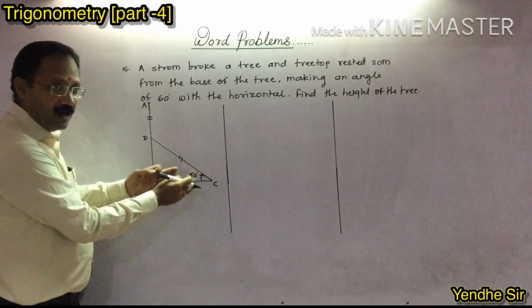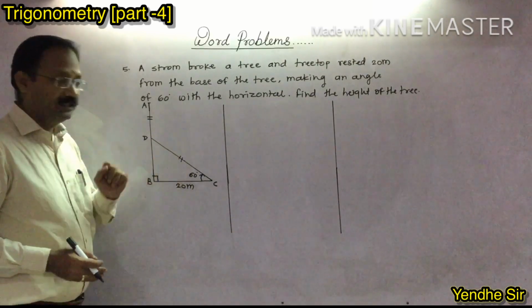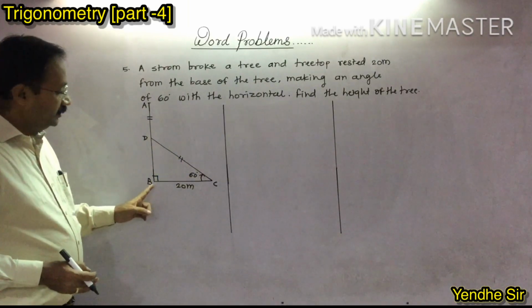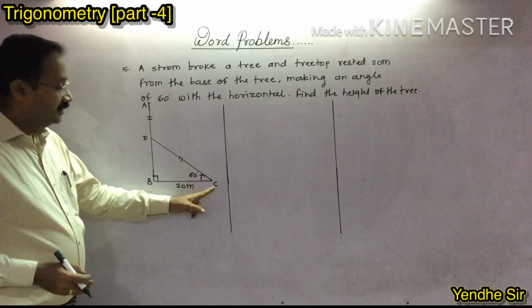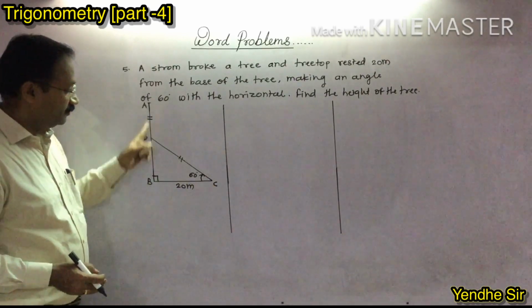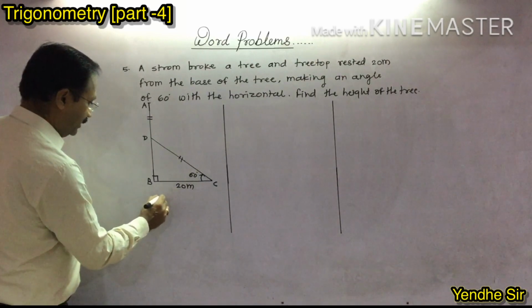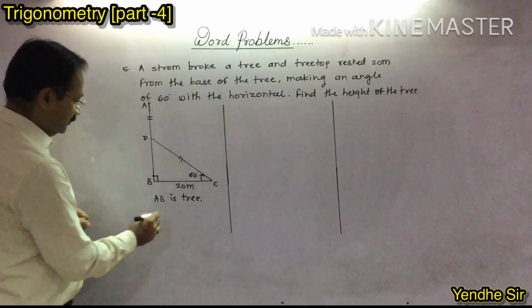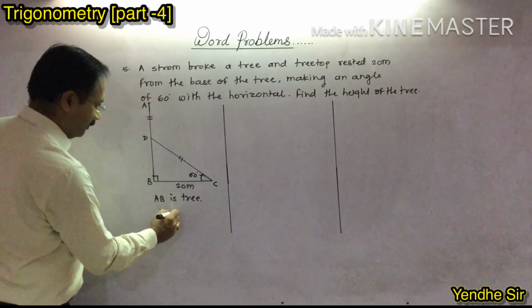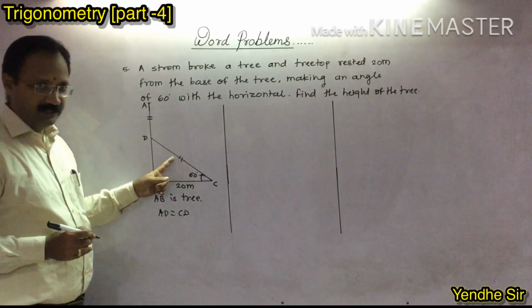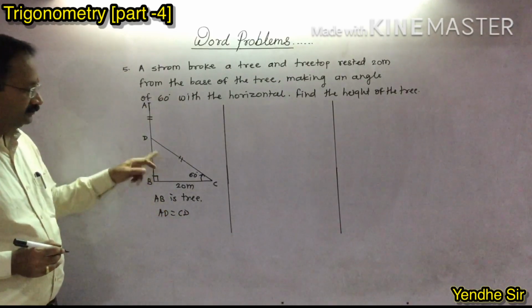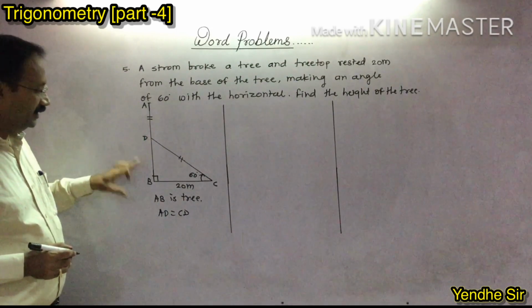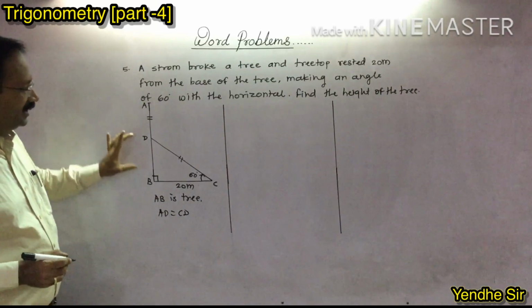And that broken part makes an angle of elevation of 60 degree with the ground. Okay, and now this rested up to 20 meter from the base of the tree. So here you have to write it AB is the tree. This is the tree. And you can write AD equals to CD because both the parts are equal. Okay, now you have to find out the height of AB. Height of AB. So for that you must know AD and DB.